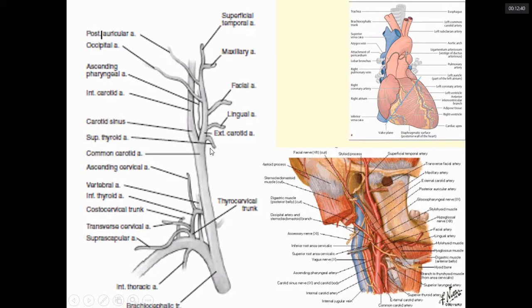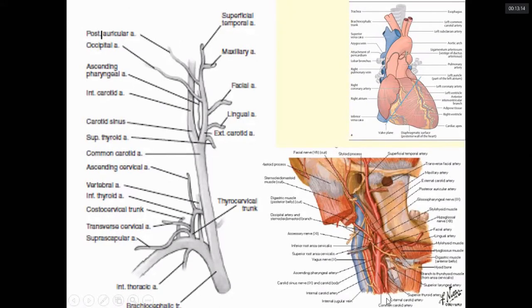Okay, the first branch is the superior thyroid artery. The second branch is the ascending pharyngeal artery. The third is lingual, then the facial, then the occipital, postauricular, and the terminal branches are the superficial temporal artery and maxillary artery. So in epistaxis, we are dealing with the maxillary artery, the branches of the facial artery, and the branches from here. Okay, the internal carotid artery branches into the ophthalmic artery, and then the anterior and posterior ethmoidal arteries.